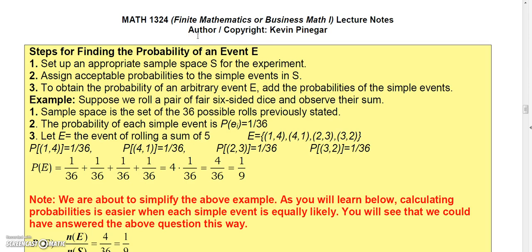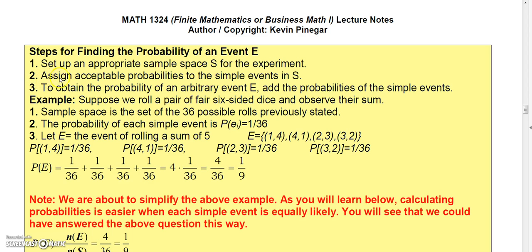In this video, I'll start with the steps to finding the probability of an event. So the first thing you want to do when you want to find the probability of some event in an experiment is, first of all, set up the appropriate sample space S for the experiment. In other words, determine what set is going to represent all possibilities that can occur during your experiment.